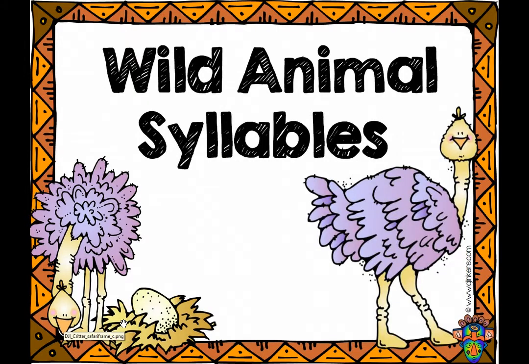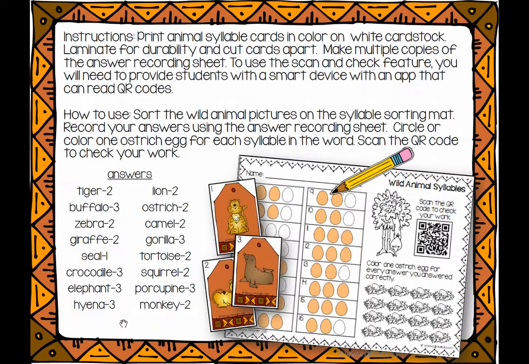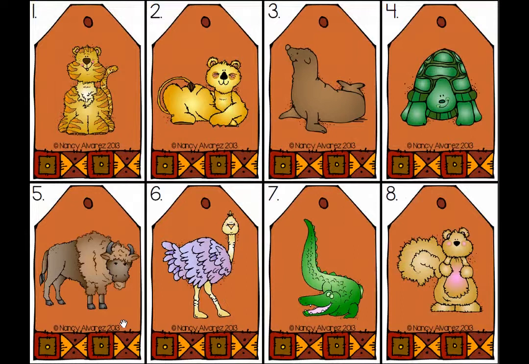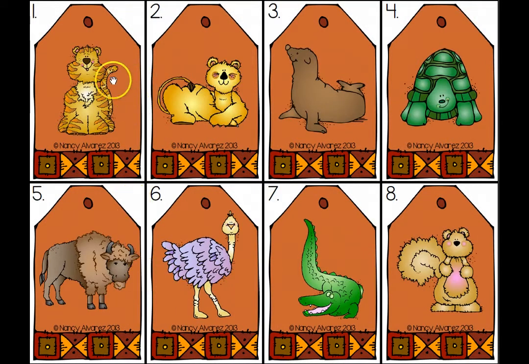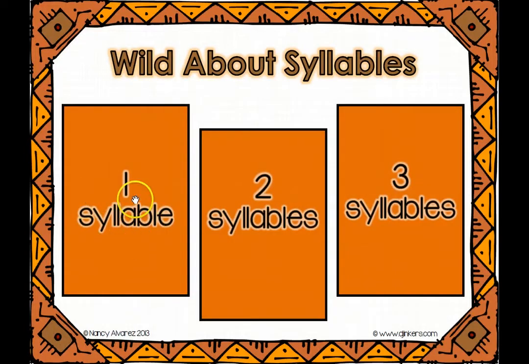The next activity in this unit is wild animal syllables. And this is what the cards look like. You're going to print these out, and there are 16 of them. You'll print them out and you'll cut them apart so that they're separate cards. And then students have to look at the animal, the African animal. For example, this one is tiger. And then it has 2 syllables, so they'll sort them out here, whether it has 1, 2, or 3 syllables.